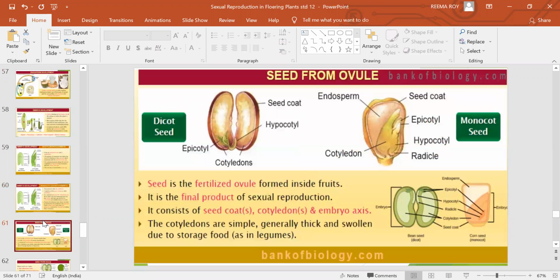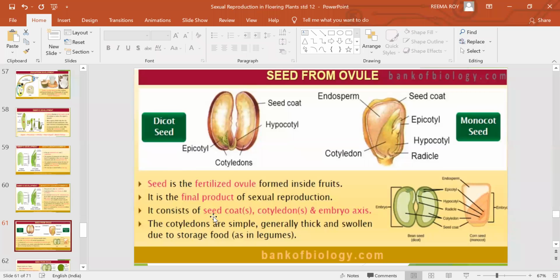And the next one is seed from ovule. Post fertilization, the third thing is seed from ovule. So seed is the fertilized ovule formed inside the fruit. What do we call the fertilized ovule inside the fruit? We call it seed. It is the final product of sexual reproduction.